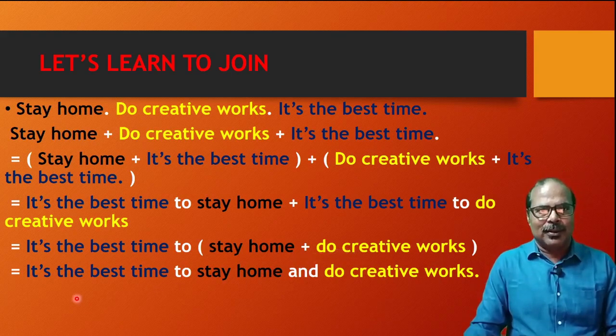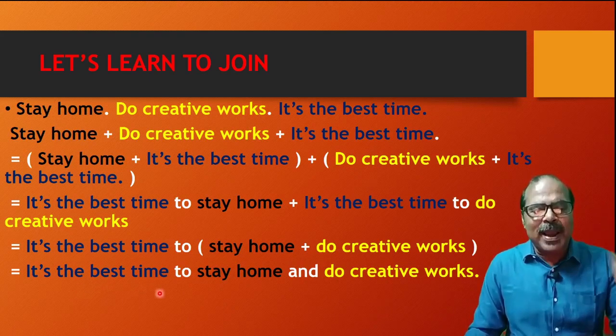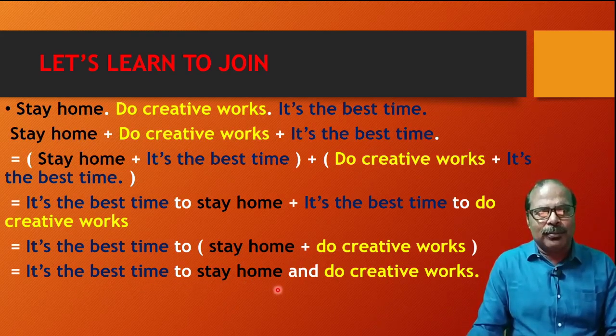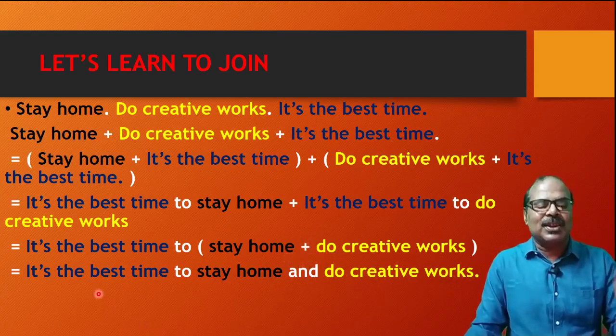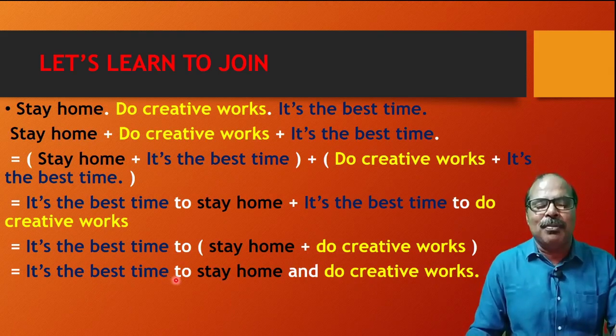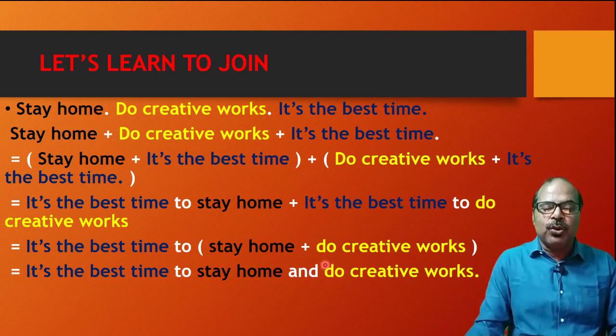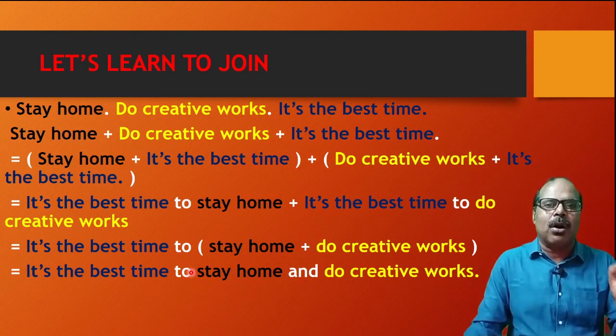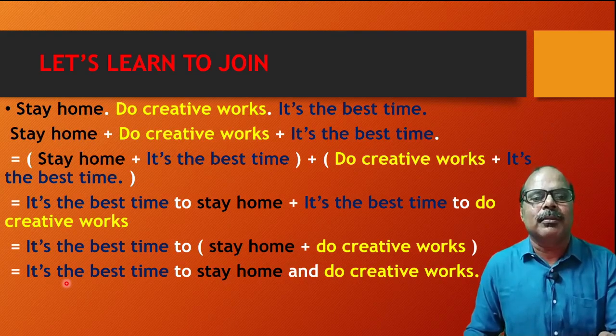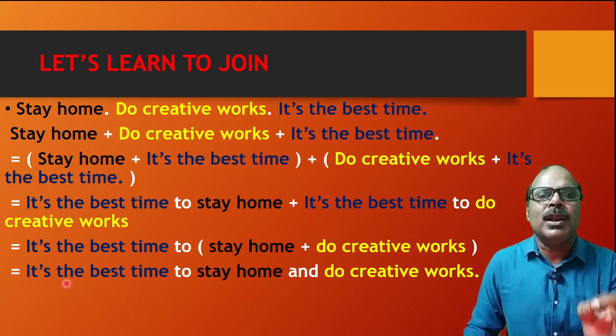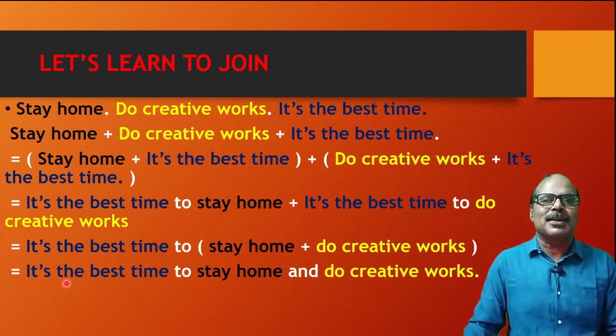Next, we can conclude: it's the best time to stay home plus creative works. Instead of plus I put and: it's the best time to stay home and do creative works. That means it's the best time to stay home and to do creative works. Both of these are non-finite, infinitives. To stay is also an infinitive, and the only finite verb, the only tense verb, is 'is'. It is the best time. Is the only tense verb, so it is a simple sentence.